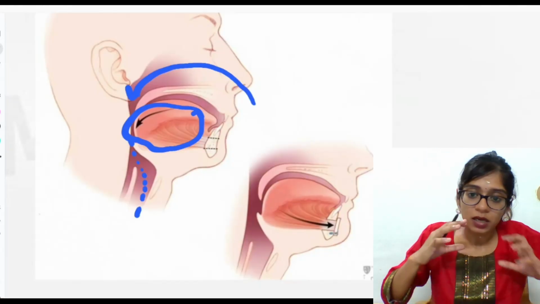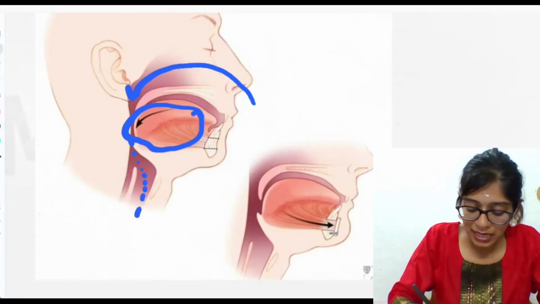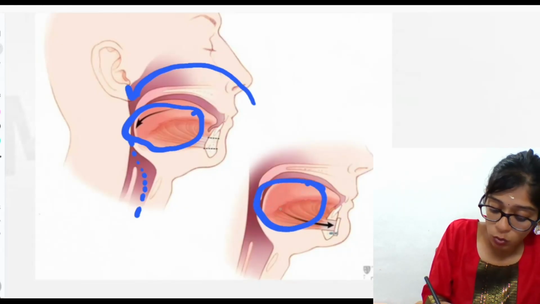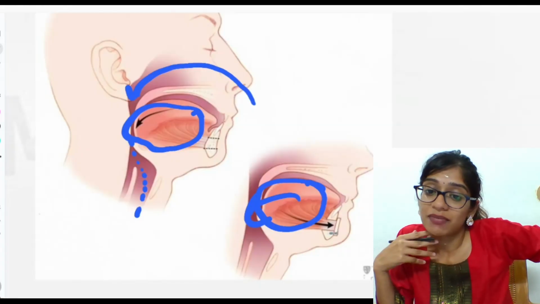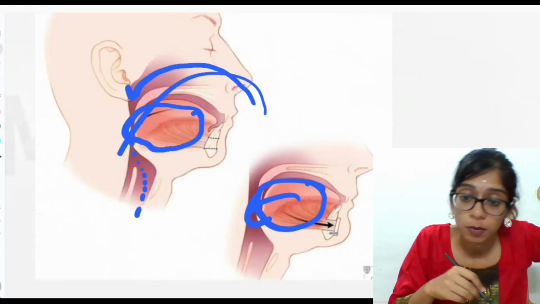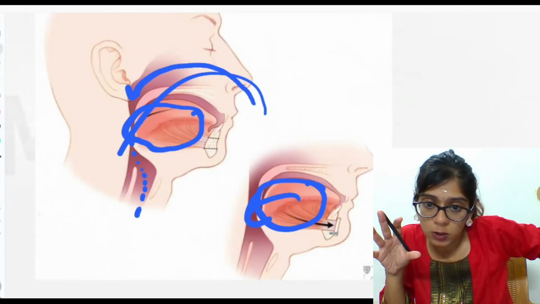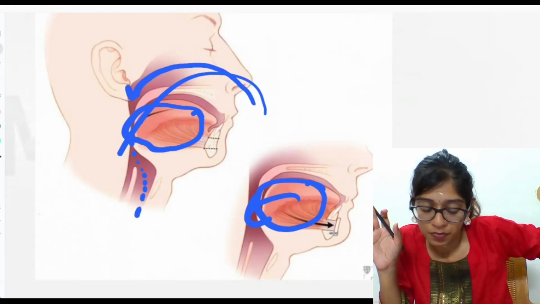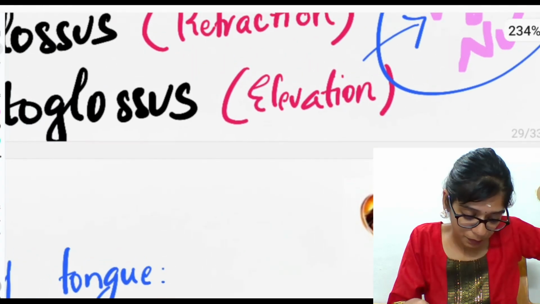So genioglossus keeps the tongue in its normal position, meaning slightly protruded. If the genioglossus is not working, the tongue is going to fall back into the back space of the oral cavity and it can cause airway obstruction. Because of this reason, genioglossus is called the safety muscle of the tongue. Safety muscle. Fine. So that is another MCQ.